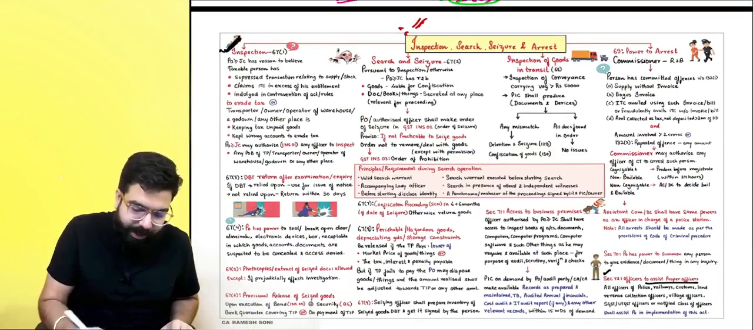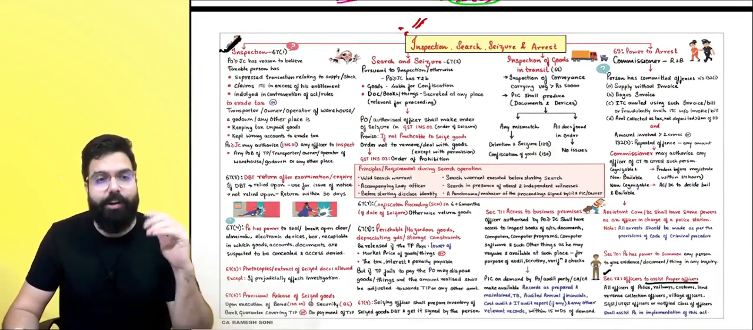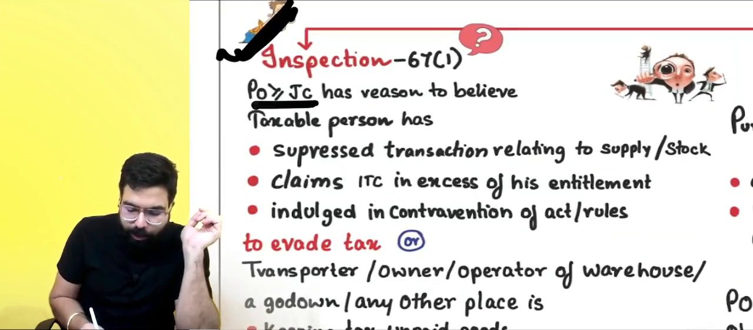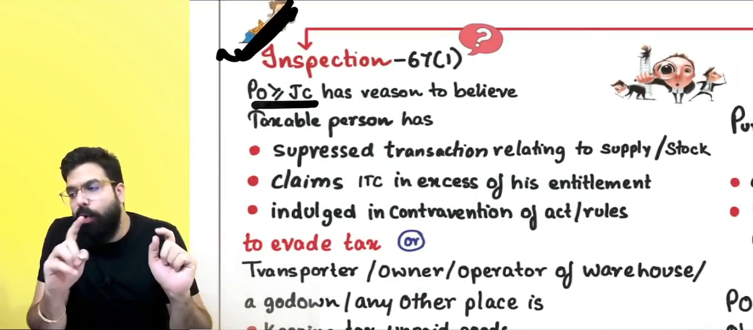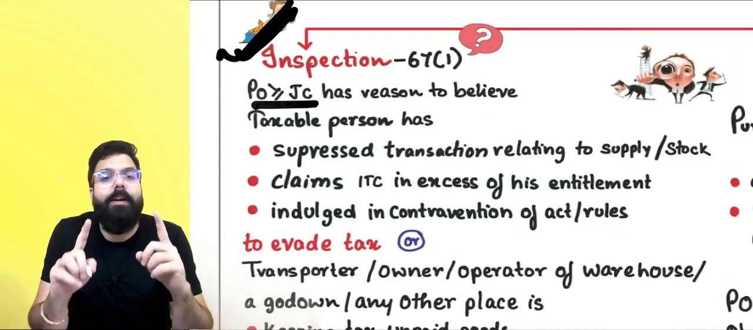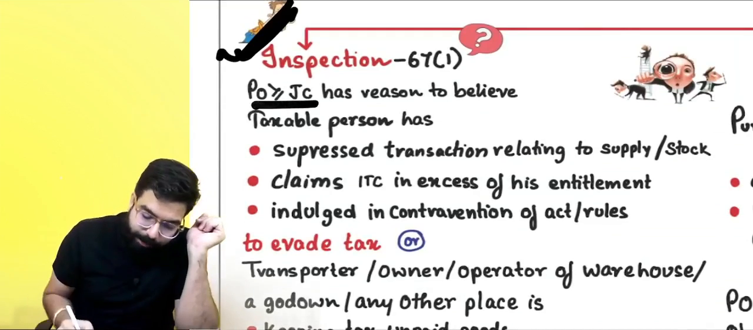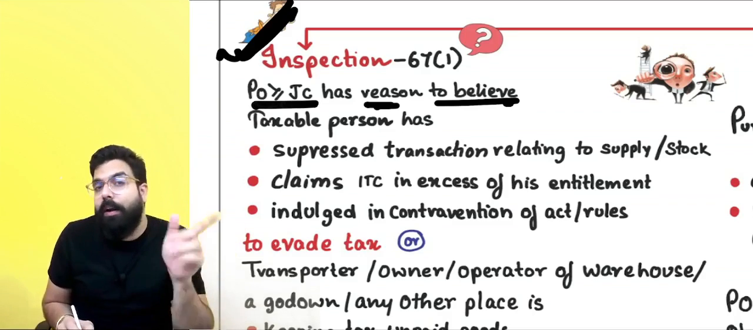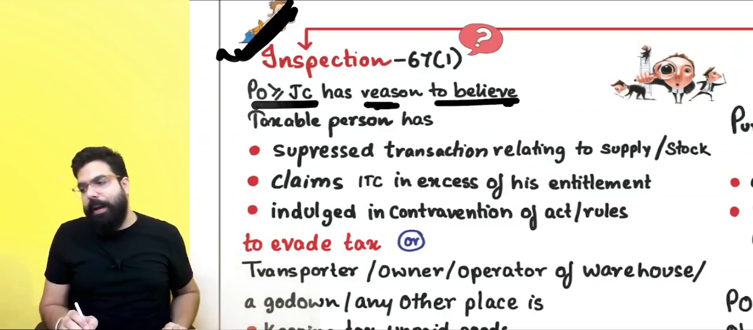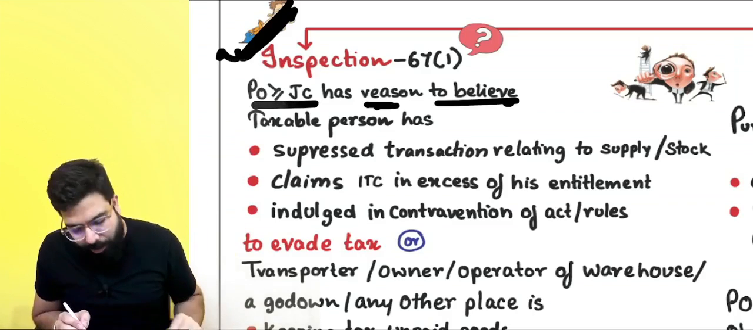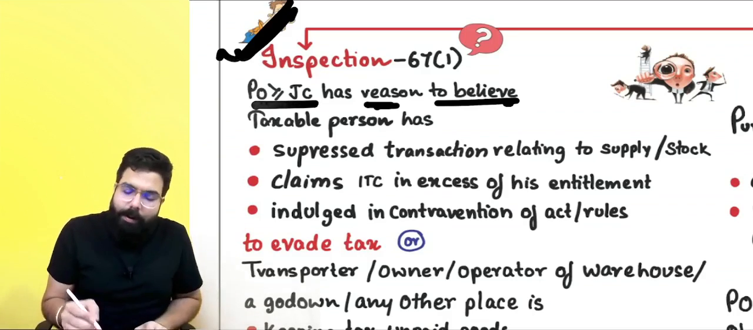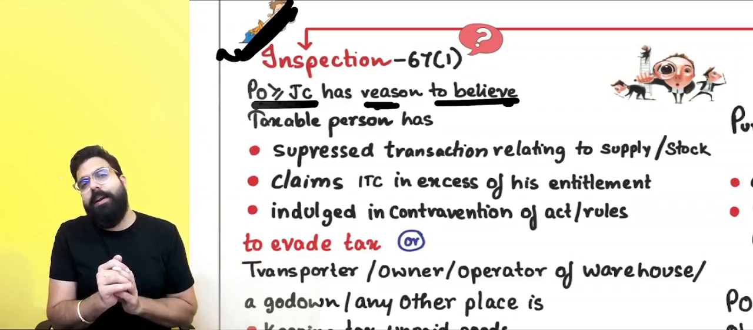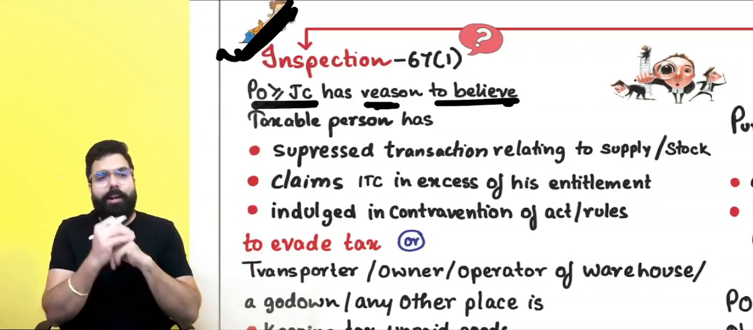Section number 67, the first one, inspection. Proper officer greater than or equal to joint commissioner. Always remember who can direct inspection: proper officer greater than or equal to joint commissioner who has reason to believe. What are the reasons that he can direct inspection? Always remember, they can ask you in the exam what are the cases when inspection can be directed by a proper officer greater than or equal to joint commissioner.